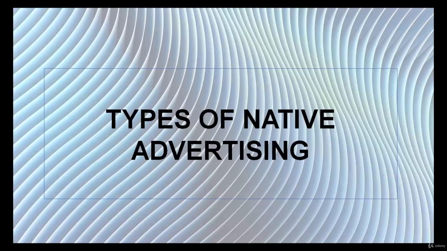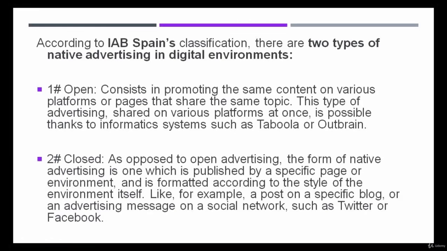Types of native advertising. According to IAB Spain's classification, there are two types of native advertising in digital environments. First, open, consists in promoting the same content on various platforms or pages that share the same topic. This type of advertising shared on various platforms at once is possible thanks to informatics systems such as Taboola or Outbrain.